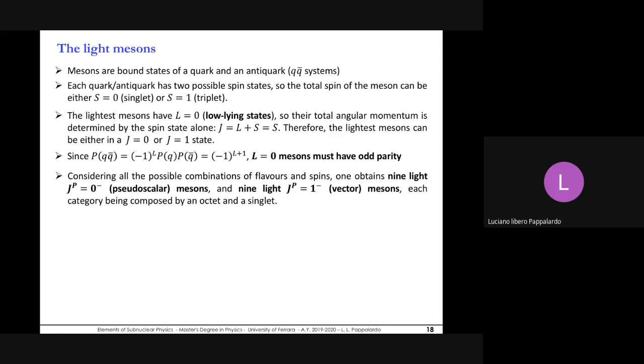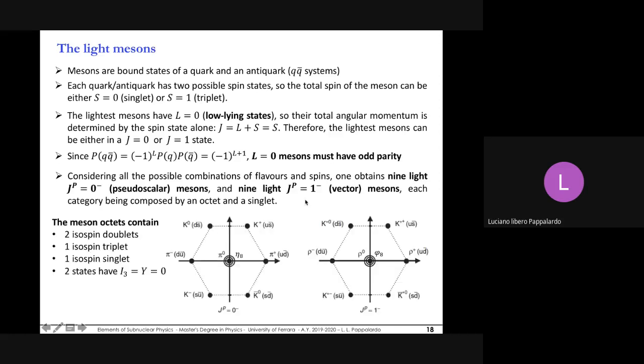So considering all possible combinations of flavors and spin, one obtains 9 light J^P = 0^- mesons, which are the so-called pseudoscalar mesons, and also 9 J^P = 1^- vector mesons, vector because now the angular momentum is 1. Each category is composed of an octet and a singlet. So let's now see this in more detail. So these are the J^P = 0^- octet states, and these are the J^P = 1^- octet states. Okay, so let's start from this one.